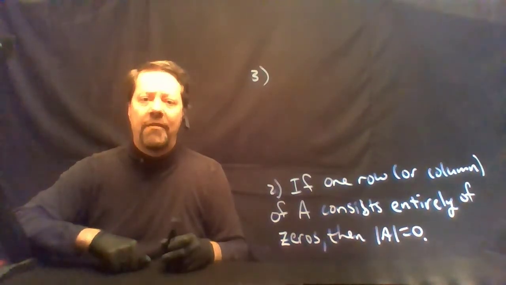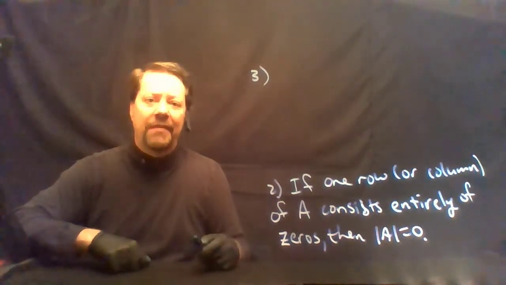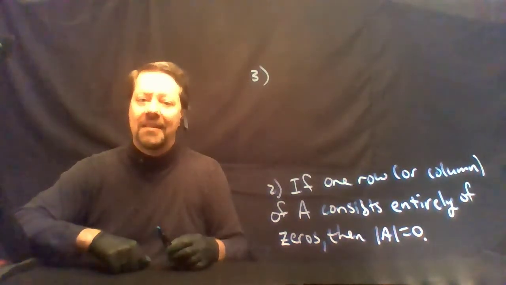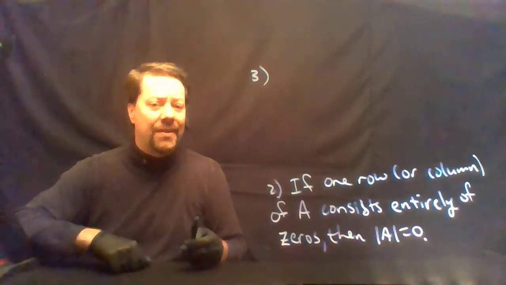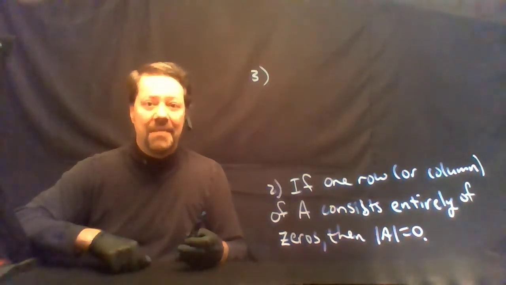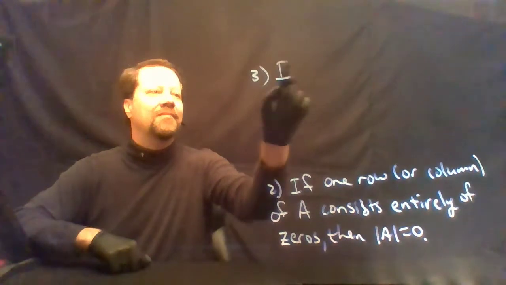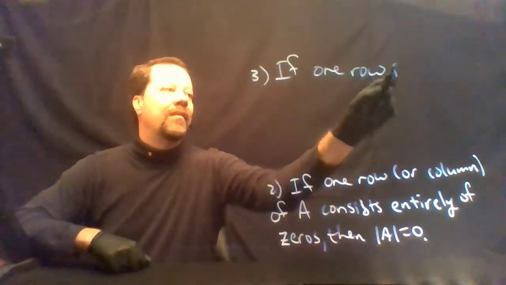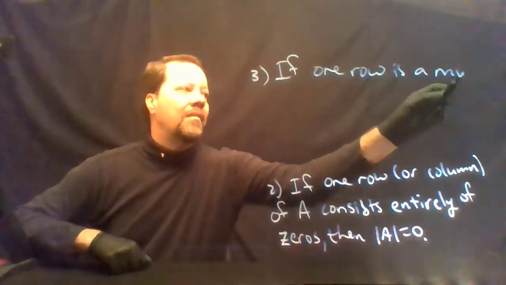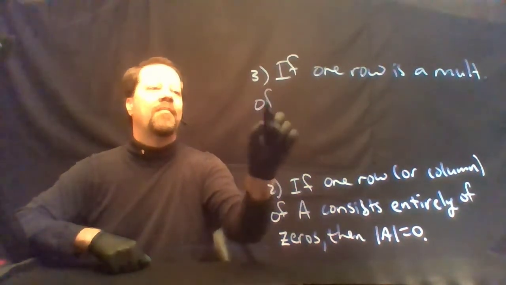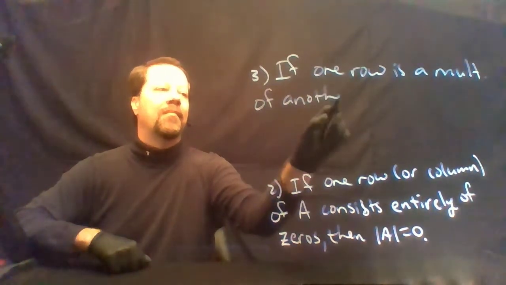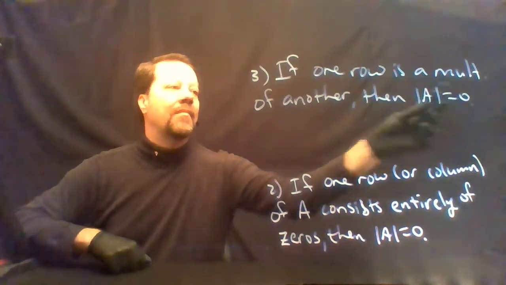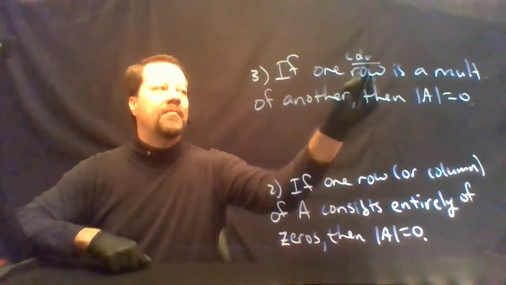If one row of a matrix is a constant multiple of another, then you can use the third elementary row operation to make that constant multiple row equal all zeros. That means the determinant must be 0. Same is true for any column.